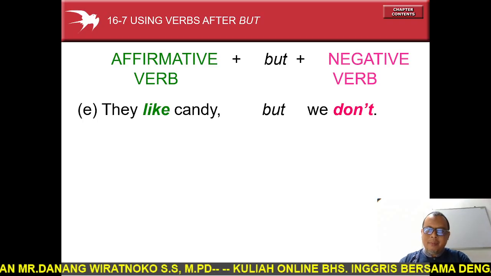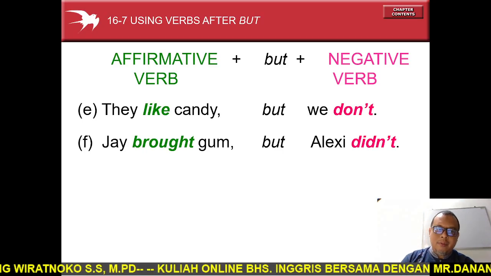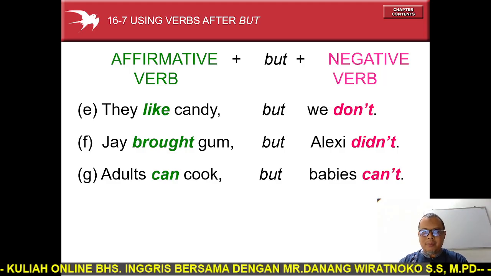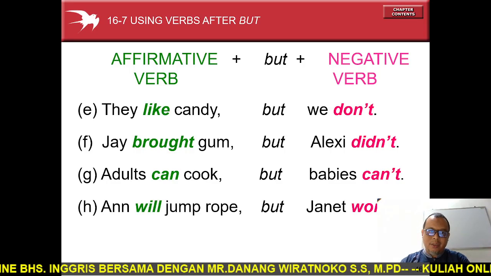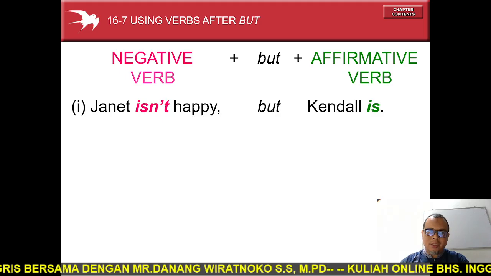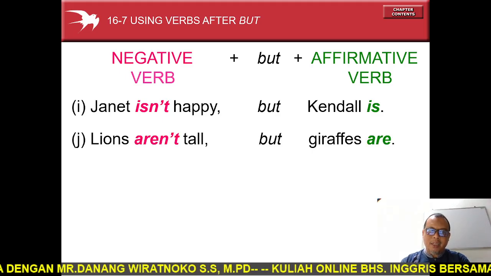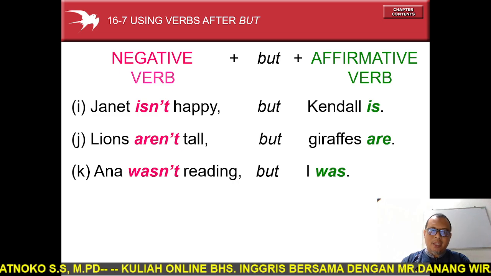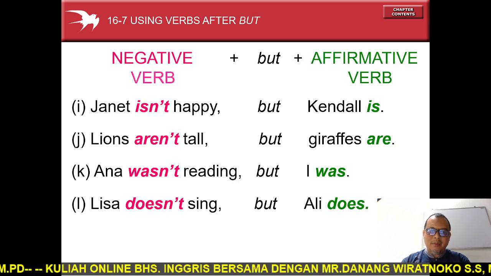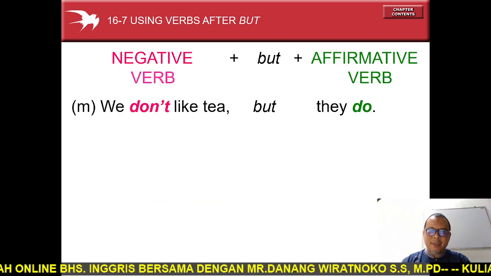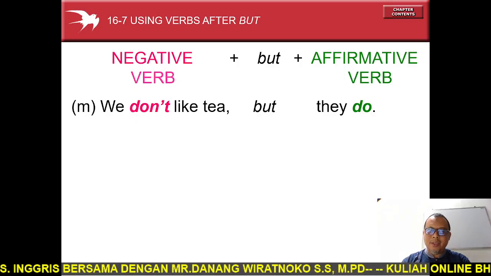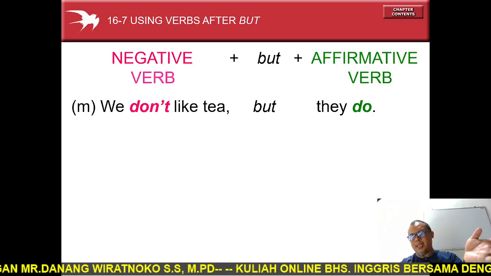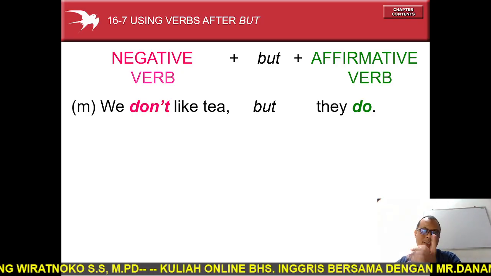They like candy, but we don't. Jay bought gum, but Alexis didn't. Adults can cook, but babies cannot. Anne will jump rope, but Janet won't. Janet isn't happy, but Kendall is. Lions aren't tall, but giraffes are. Anna wasn't reading, but I was. Lisa doesn't sing, but Ellie does. We don't like tea, but they do. So this is negative, and after the but is positive.